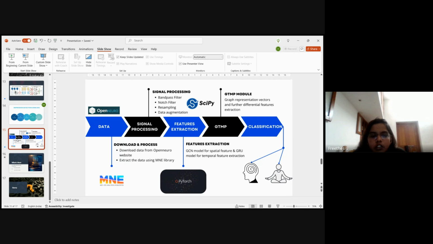To decode the data, we have to use the MNE library. The MNE library is an open source library that is inside the Python resource itself. Using this library, you can analyze the EEG data, explore the EEG data, and also visualize the EEG data that is in encoded format. After the data extraction part, we'll be going into the signal processing part.